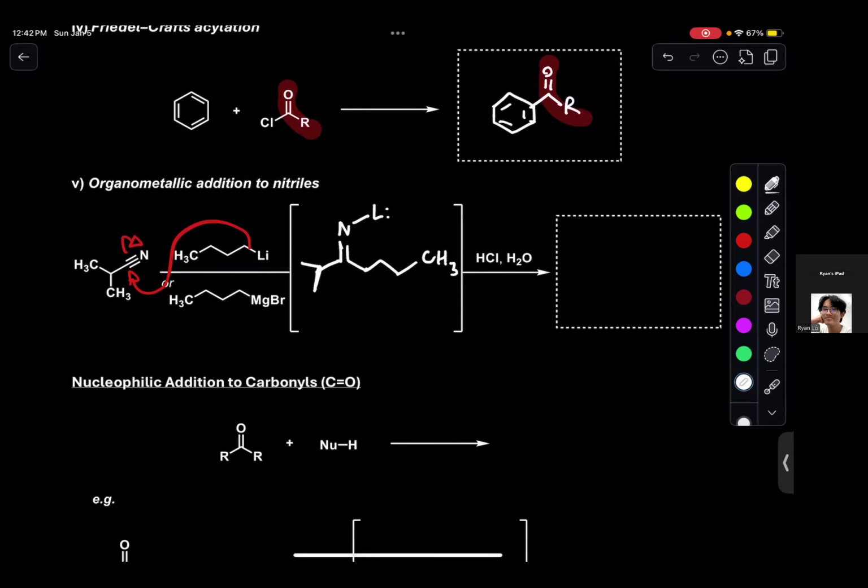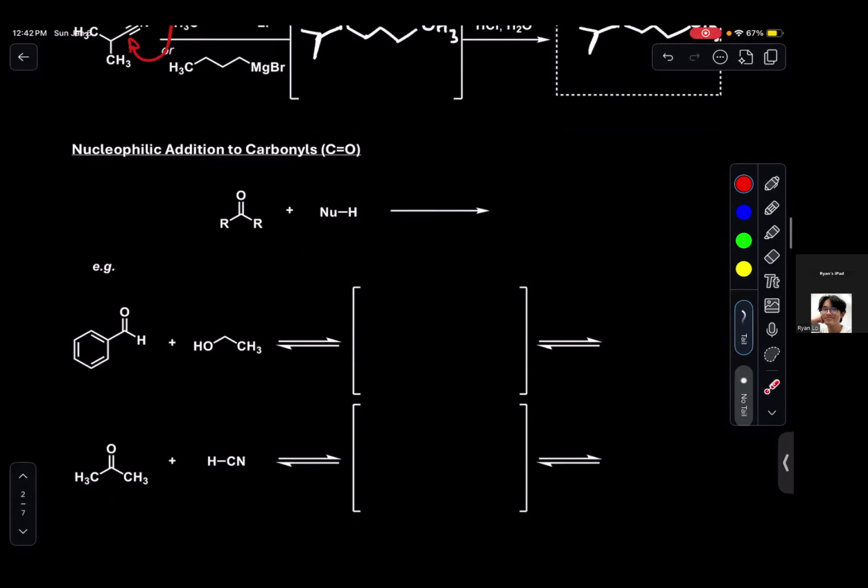And then once you get to the step, if you wash it down with HCl and H2O, you're going to end up turning that into a carbonyl. Make sure I have enough. 1, 2, 3, 4, 5. No. All right, cool.